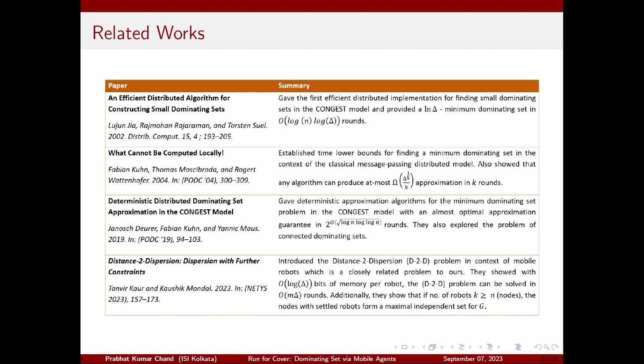Recently, the paper "Distance to Dispersion" by Tanvir Kaur and others introduced the distance to dispersion problem in the context of mobile robots, which is a closely related problem to ours. They showed that with order of log delta bits of memory per robot, the D2D problem can be solved in order of m delta rounds. Additionally, they showed that if the number of robots is greater than the number of nodes, the nodes with the settled robots form a maximal independent set for G.